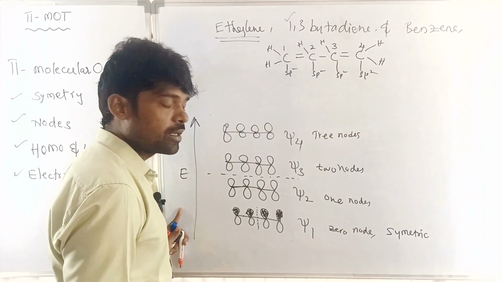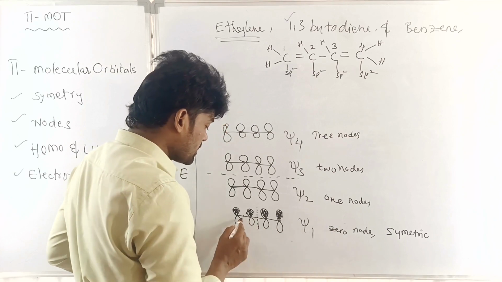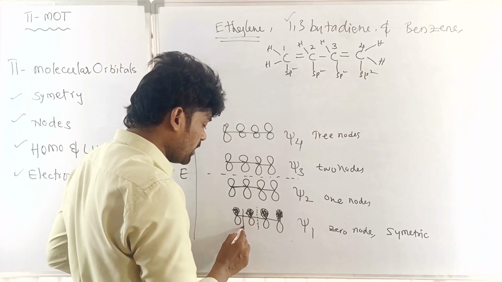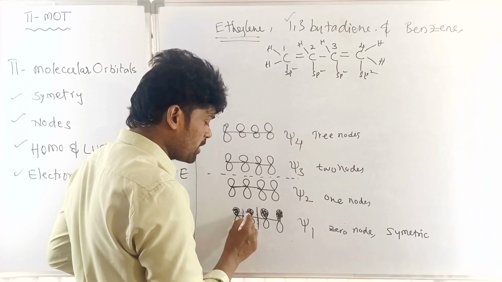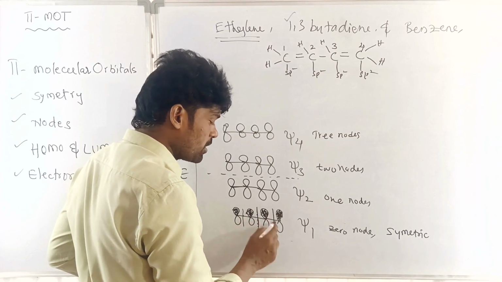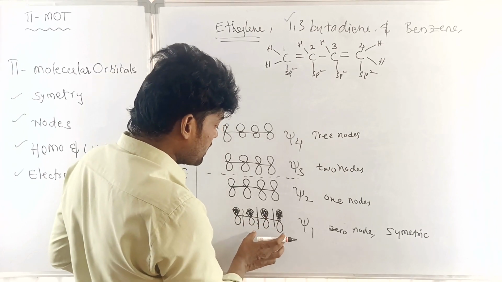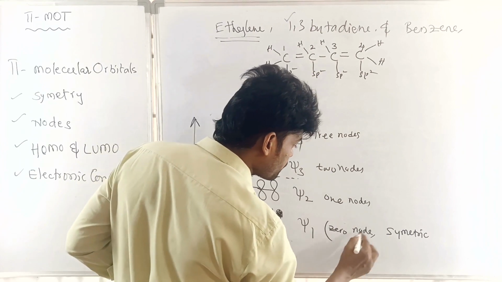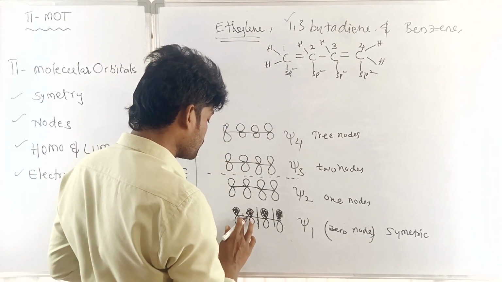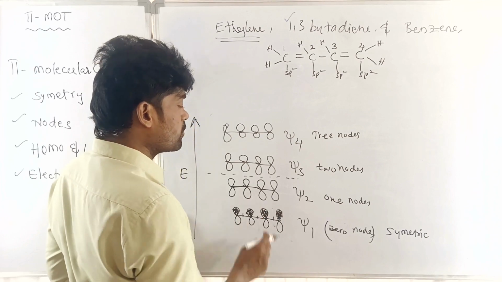Symmetric in nature. And one more point is that zero nodes are present. See, if you cut at this point, you cannot differentiate between both of them. At this point also you cannot differentiate. At this point also you cannot differentiate. So this is the psi 1 orbital having zero nodes. Clear? And next, coming to psi 2.